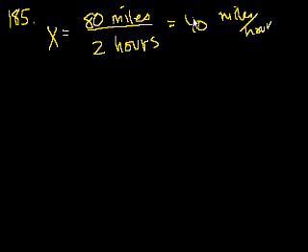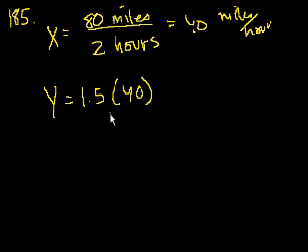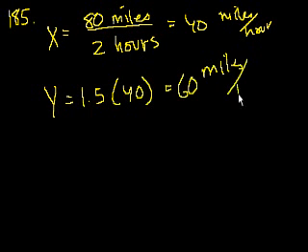And car Y traveled at an average speed that was 50% faster than the average speed of car X. So Y went 50% faster than X. So 50% faster times 40 miles per hour. Well, that's 40 plus 20. That's equal to 60 miles per hour.